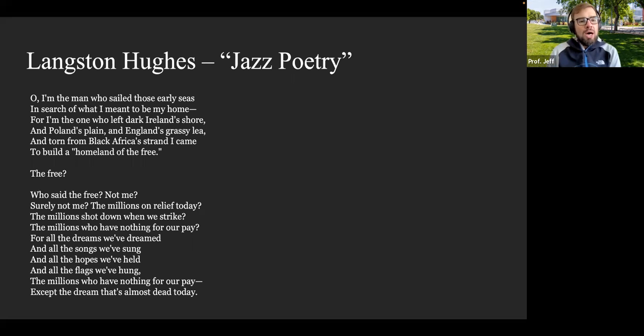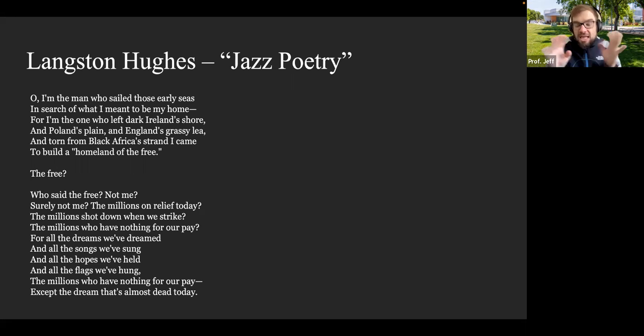Oh, I'm the man who sailed those early seas in search of what I meant to be my home. For I'm the one who left dark Ireland's shore and Poland's plain and England's grassy lee. And torn from Black Africa's strand, I came to build a homeland of the free. The free? Who said the free? Not me? Surely not me. The millions on relief today? The millions shot down when we strike? The millions who have nothing for our pay? For all the dreams we've dreamed and all the songs we've sung and all the hopes we've held and all the flags we've hung? The millions who have nothing for our pay except the dream that's almost dead today?